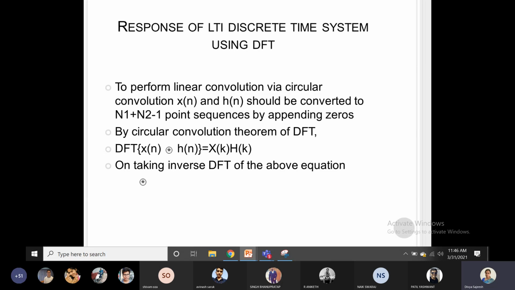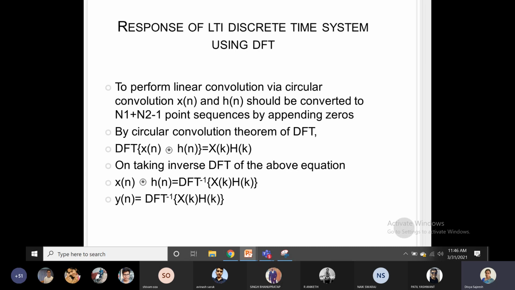If I take the inverse DFT of the above equation, that is, if I want to obtain back the response, finally your aim is to obtain the response of the system. So if I take the inverse DFT of X of k and H of k, I will obtain x of n circularly convolved with h of n, which is nothing but y of n.